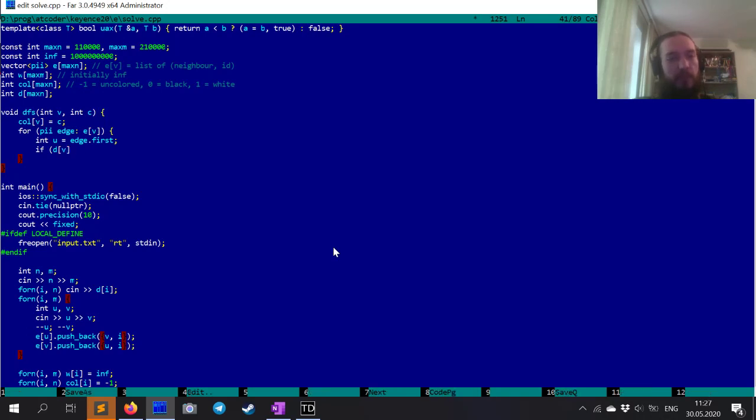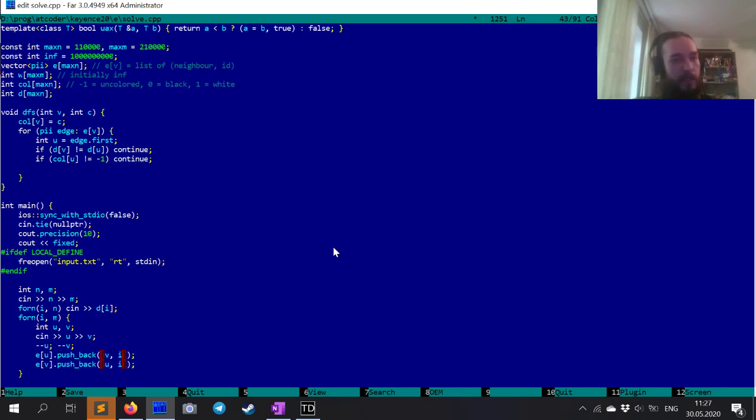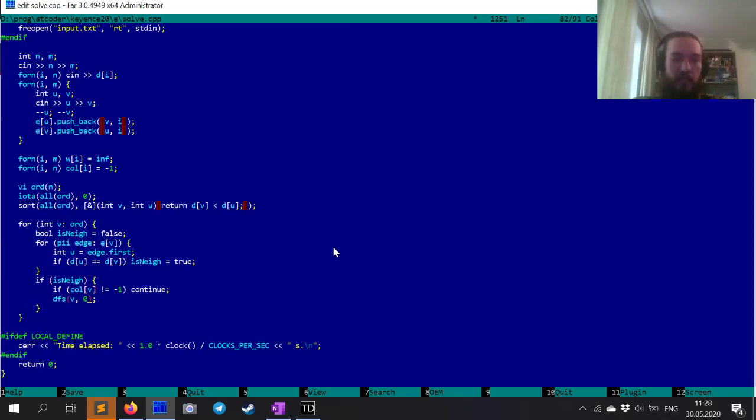If the neighbor has a different D, then it's not in the component, so we don't have to do anything. If the neighbor is already colored, it means that the edge is not in the spanning tree, so we don't have to do anything as well. Otherwise, we want to run the DFS to U, and this flips the color. If C was 0, then this is 1. If C is 1, then this is 0. So this works out nicely. Okay, so I think it does it for this case.